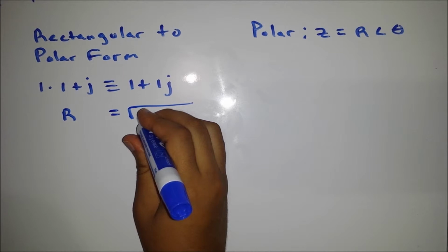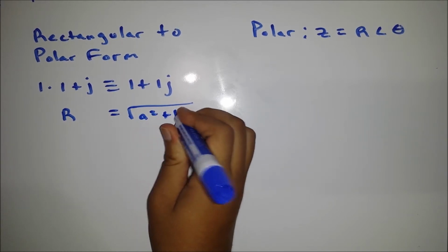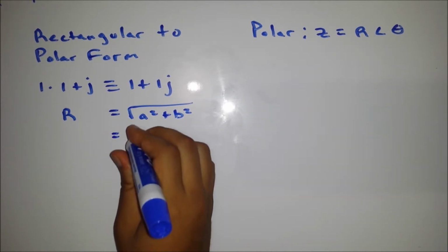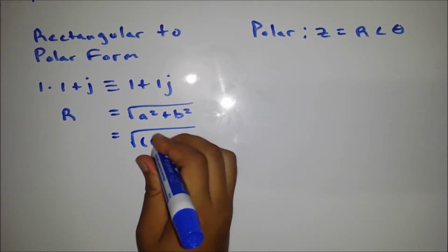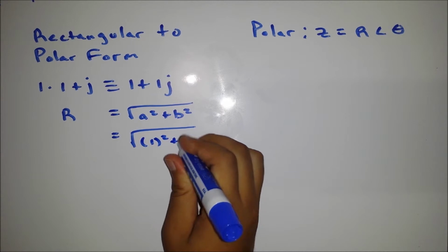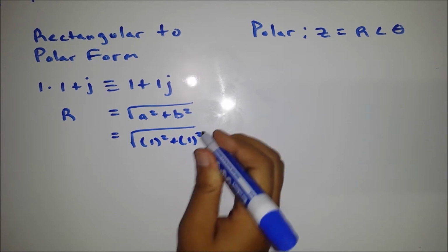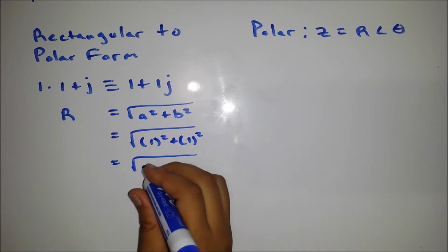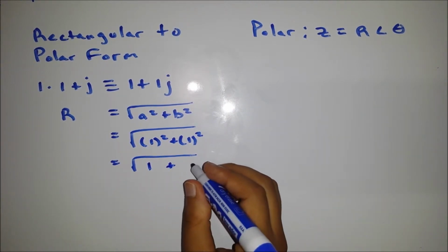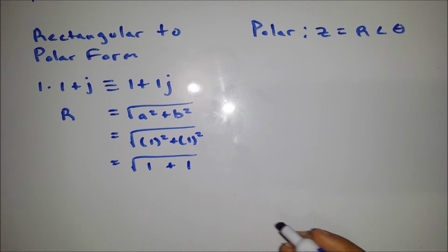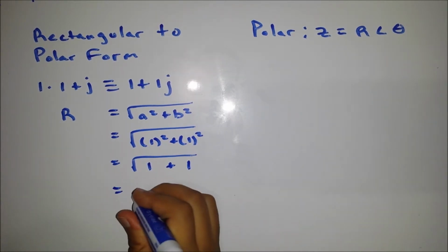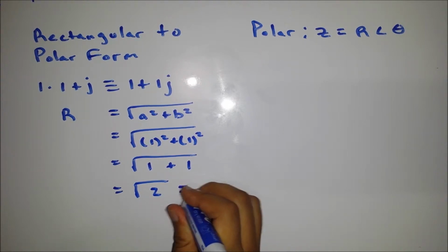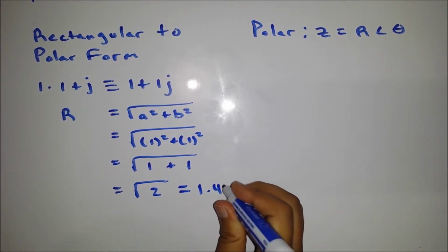R is equal to the square root of a squared plus b squared. For this case, our values would be 1 and 1 respectively. 1 to the second power is 1, meaning we end up with the square root of 1 plus 1. That results in the square root of 2, which is equal to 1.414.